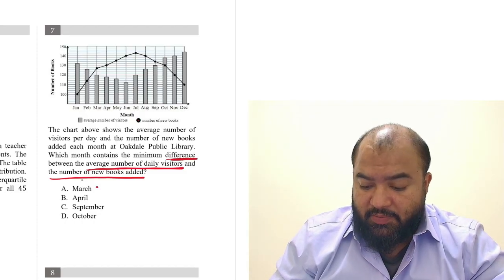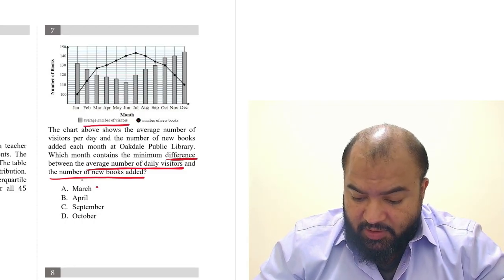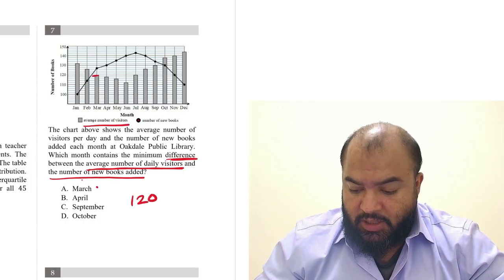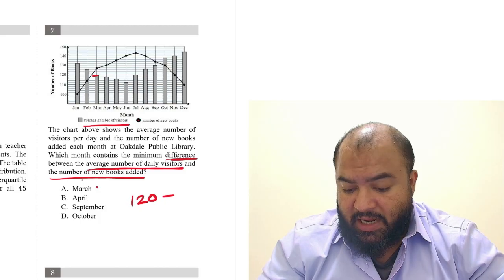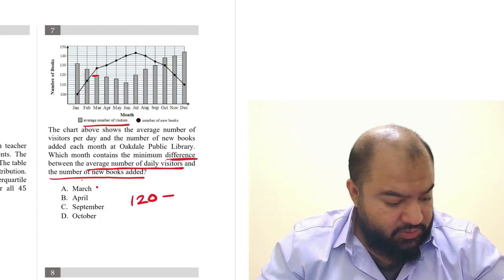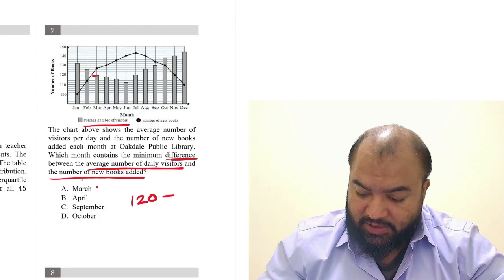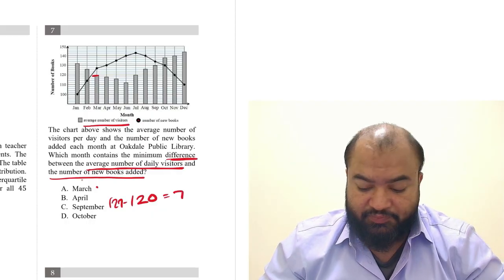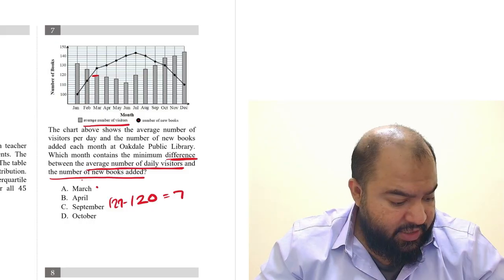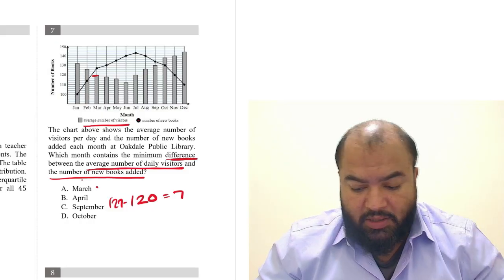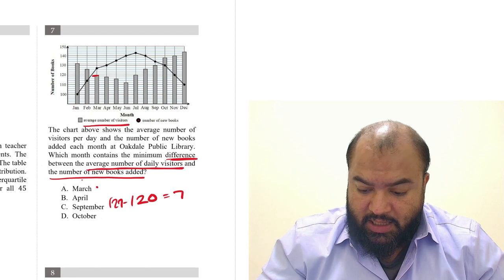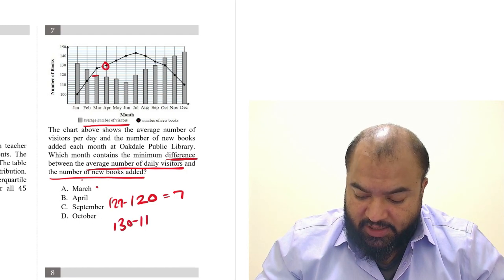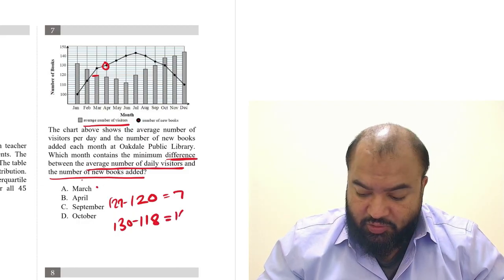So let's look at March first. The average number of daily visitors in March is 120, and we want to find the difference with the number of new books, which would be 127. So 127 minus 127. Try out April. April will be 118, and the new books, that's 130. So 130 minus 118, the answer will be 12 for this.